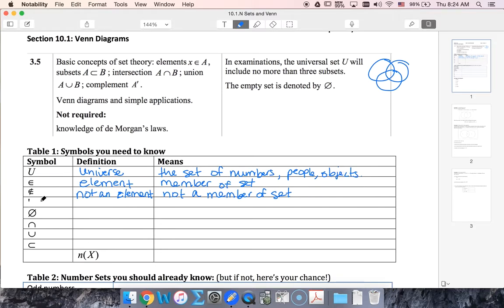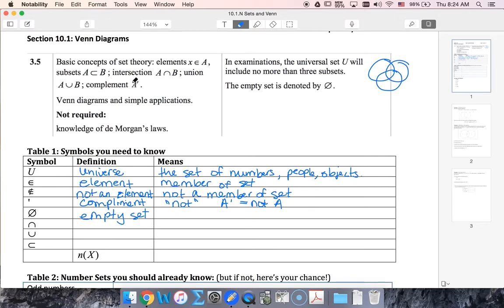This symbol here comes from up here, that's complement. And really what the complement means is not. So for example, if I have this, A complement means not A, so anything that's not in A. As we've seen above, that's our empty set. And I think that one's self-explanatory.